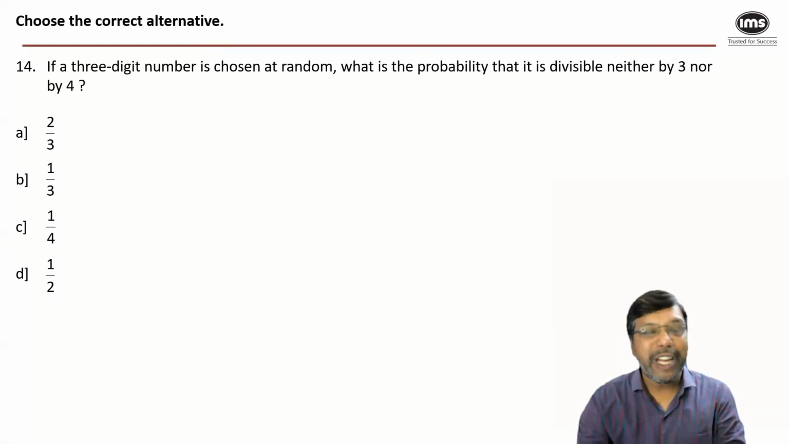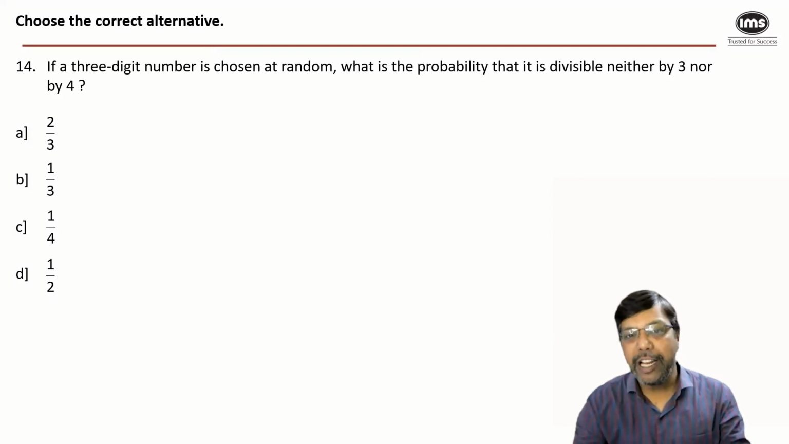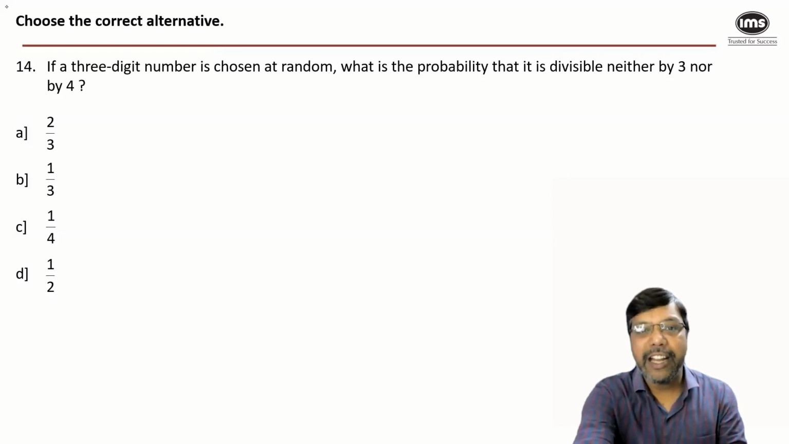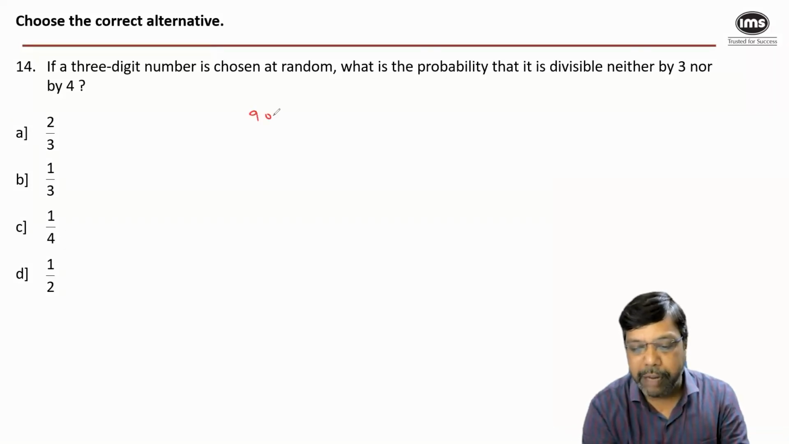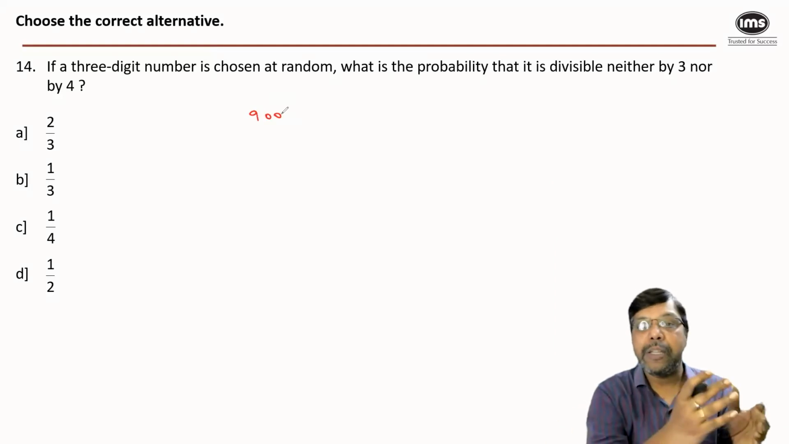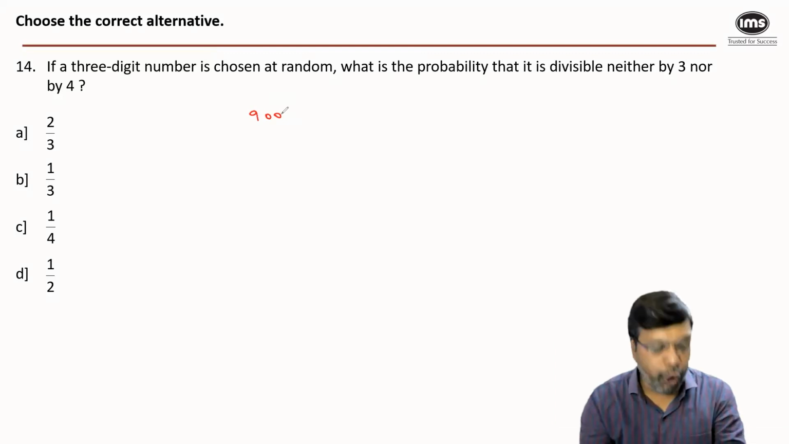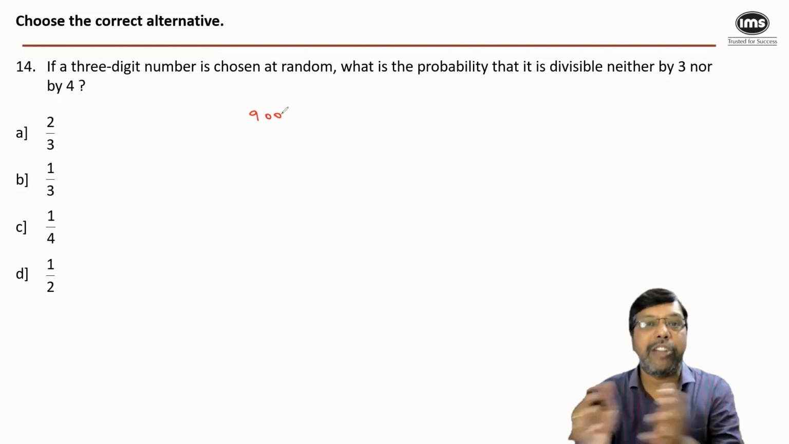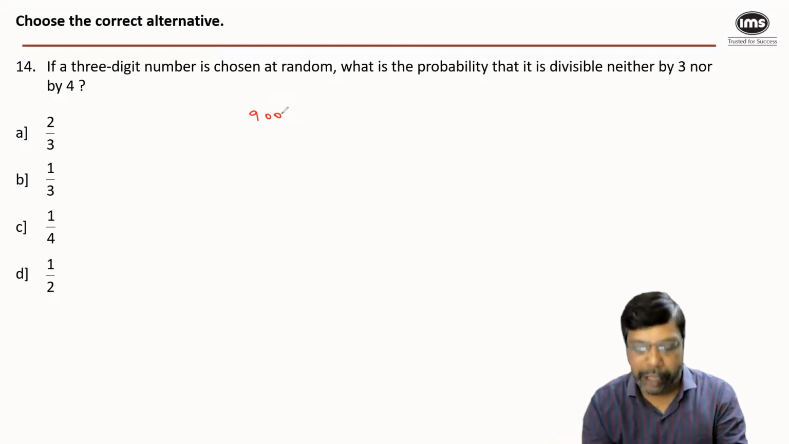Let's see question number 14. If a 3-digit number is chosen at random, what is the probability that it is divisible neither by 3 nor by 4? Now, how many 3-digit numbers are there? Starting from 100 till 999, we have 900 3-digit numbers. Out of these, I want to know how many are divisible neither by 3 nor by 4. So I need to find the number of 3-digit numbers that are divisible by 3 or 4 and remove them from the total.